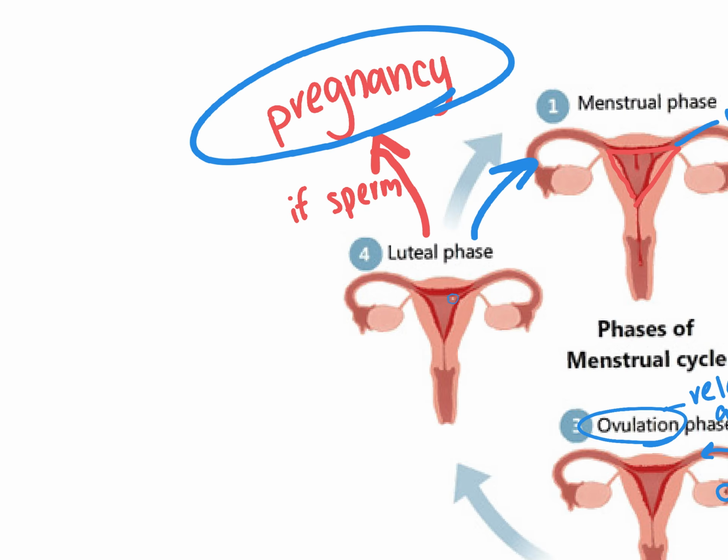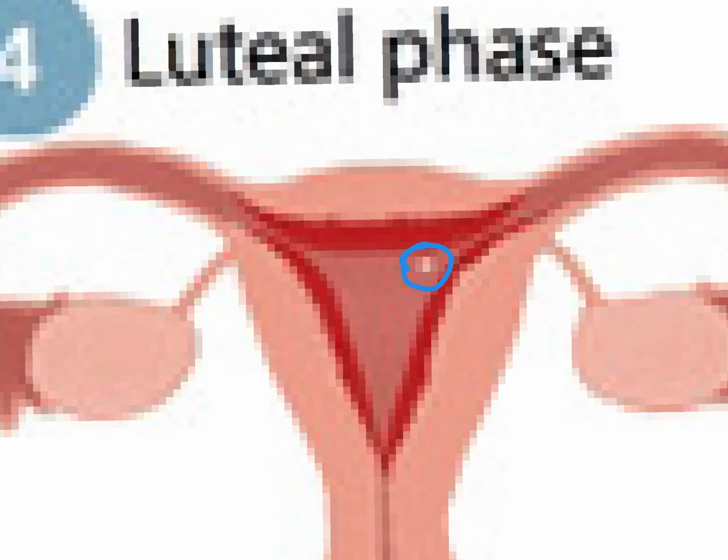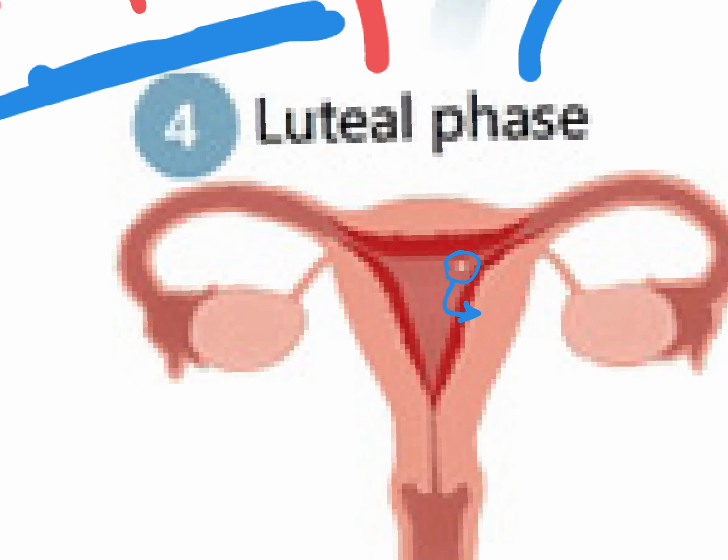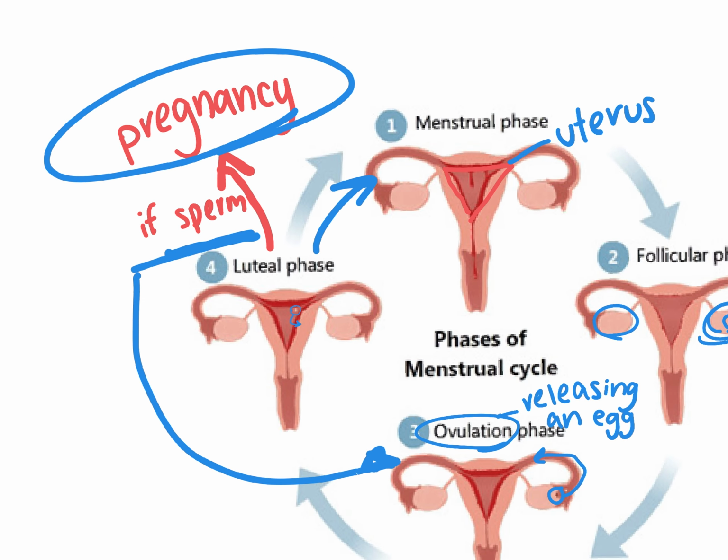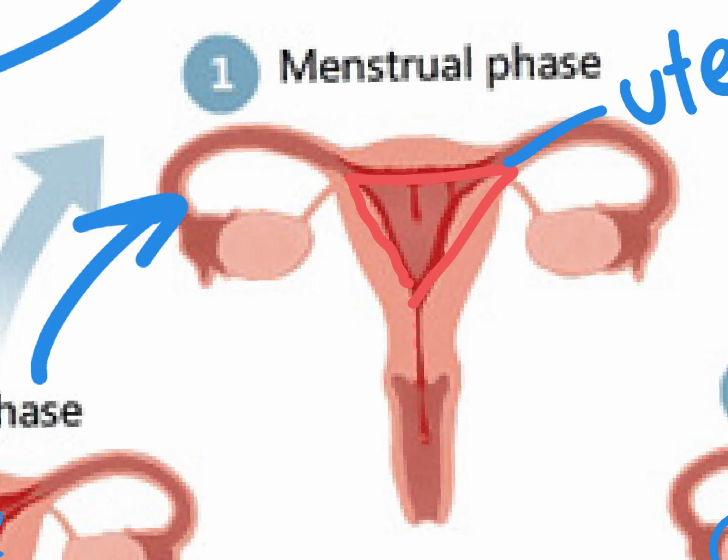So what we're saying here is if sperm was present when the egg was in the ovulation phase, now we're going to get a pregnancy, which means that that zygote is going to implant on the wall of the uterus and start to develop into a fetus. If that egg was not fertilized because there was no sperm, it would be released with the uterine lining out of the vagina during the menstrual phase.